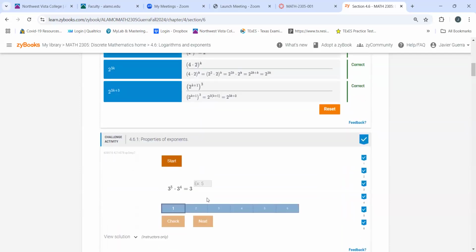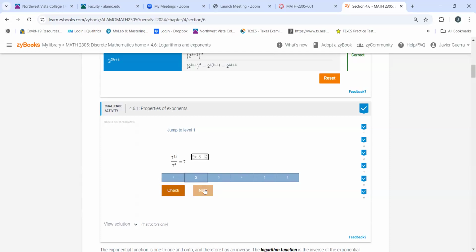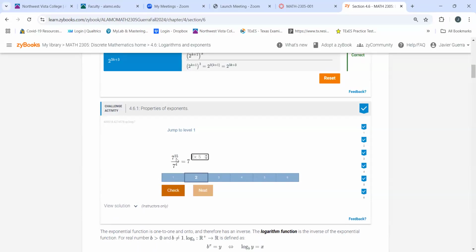Challenge activities. Let's go through these. Let's start. Notice I have the same bases. I have my exponents, I have to add. So that should be a 9. Next one, I have same bases. I'm dividing. Division means subtract. So 15 minus 4 is 11.